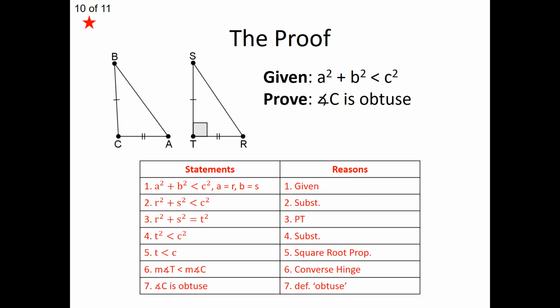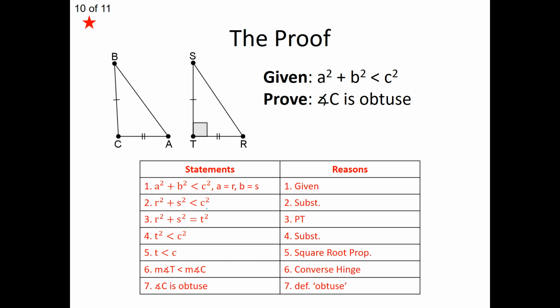So now let's jump into our proof again. We're given that triangle ABC has the two sides equal to the two sides of RST and that a squared plus b squared is less than c squared. So again, we have that all in our given now. Using the exact same strategy as inequality A, we're going to arrive at a conclusion that angle C is an obtuse angle. Because if we can prove that angle C is obtuse, then it must be an obtuse triangle.